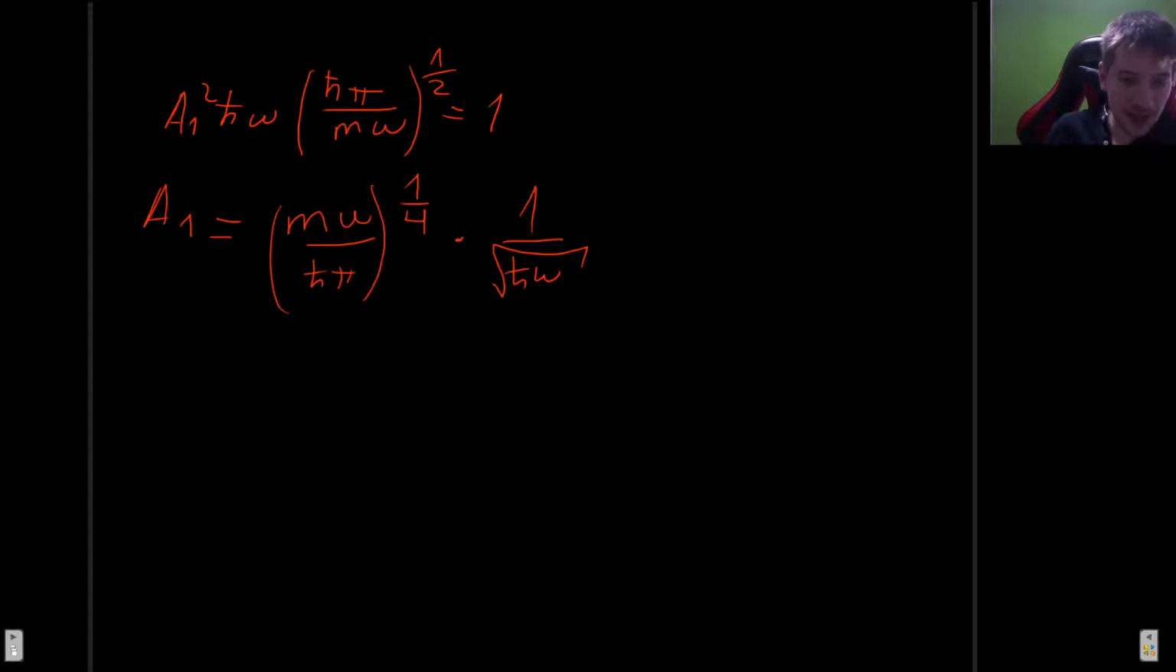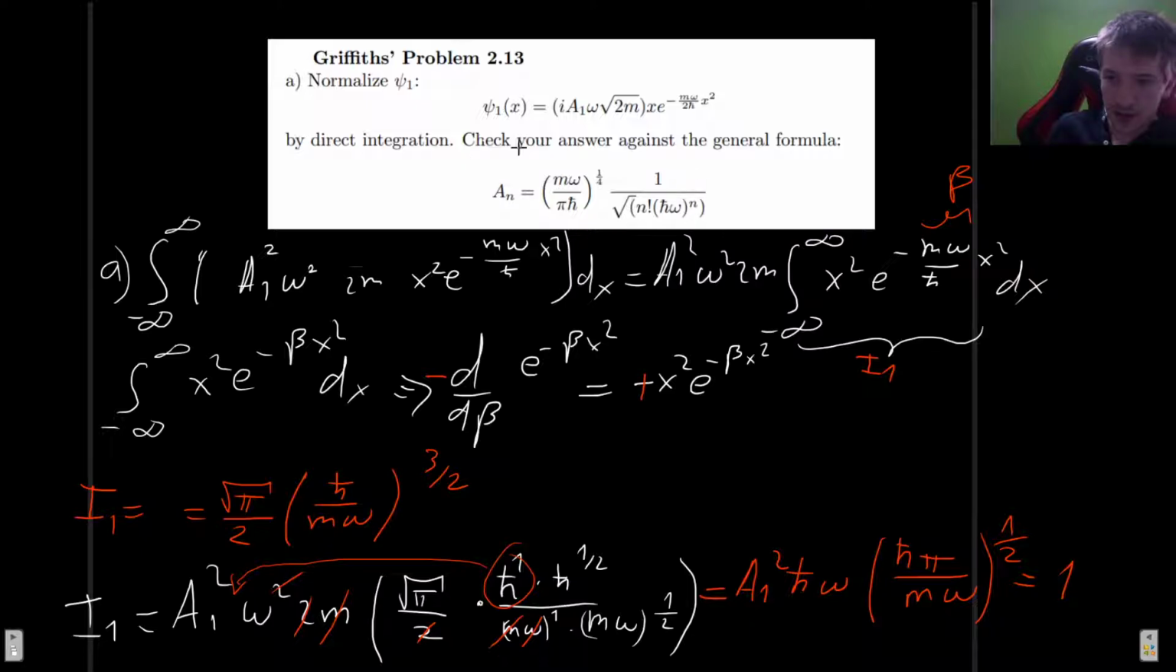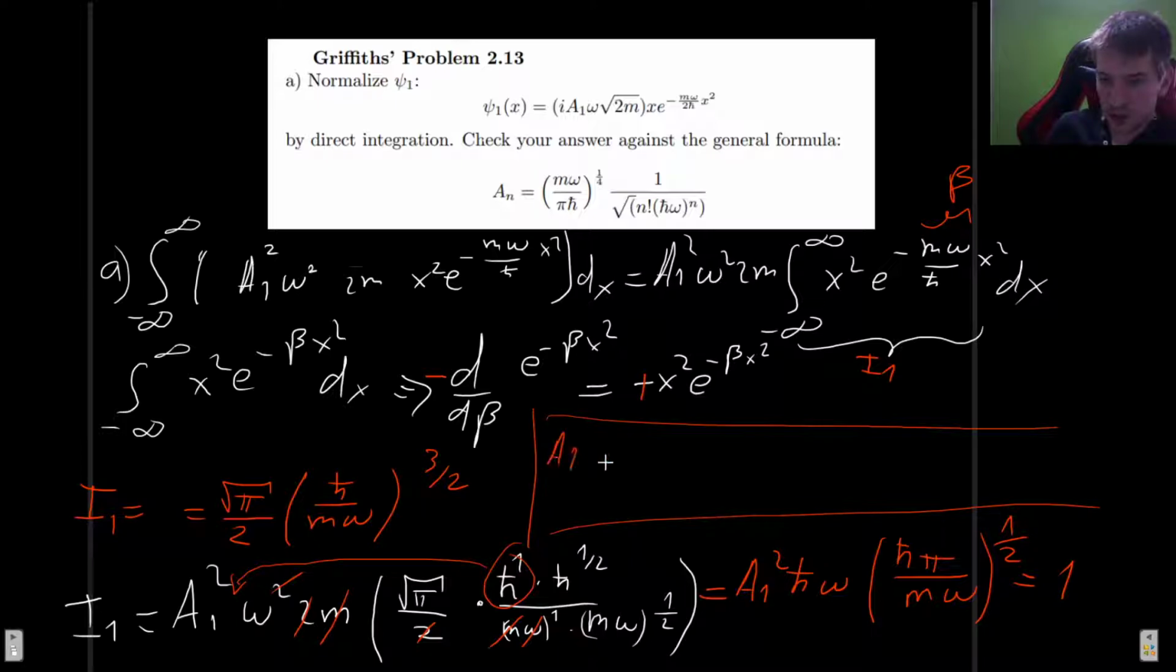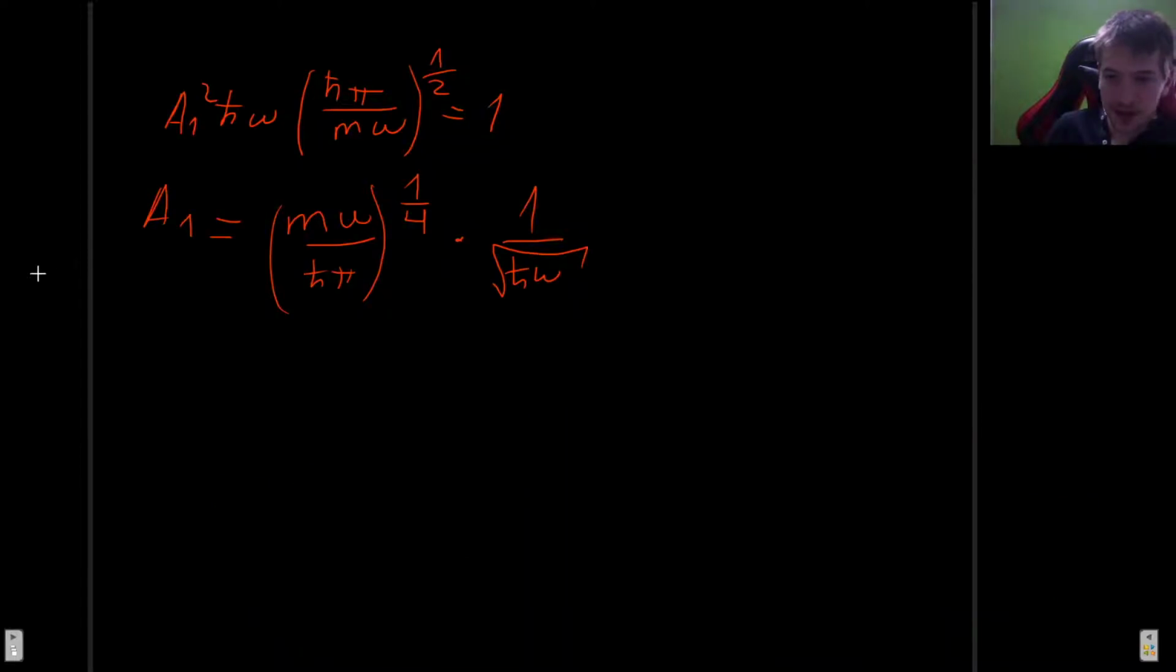Now let us check it against what we would get using this formula right here. So I'm just going to write it here so that we can see the formula. So A1, according to it, is just going to be m omega divided by pi h bar to the 1/4 power times 1 divided by the square root of n factorial, which is just going to be 1 factorial, so 1, times h bar omega to the first power. So just this. So as we can see, it's exactly the same as we found, which is what we expected. So that is the first part of this problem.